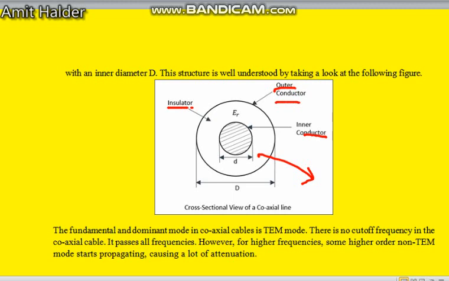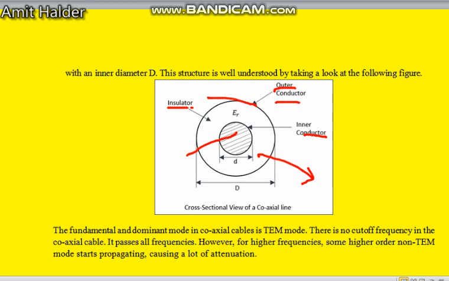So there is a diameter set here, that is the outer cladding diameter, that is the inner cladding diameter, and that's the total structure of the cross-sectional view of the coaxial lines. As it is said, it has an inner conductor and there is an outer conductor outside, so it's known as a multi-conductor cable. This type of transmission is particularly known as the TEM mode transmission.